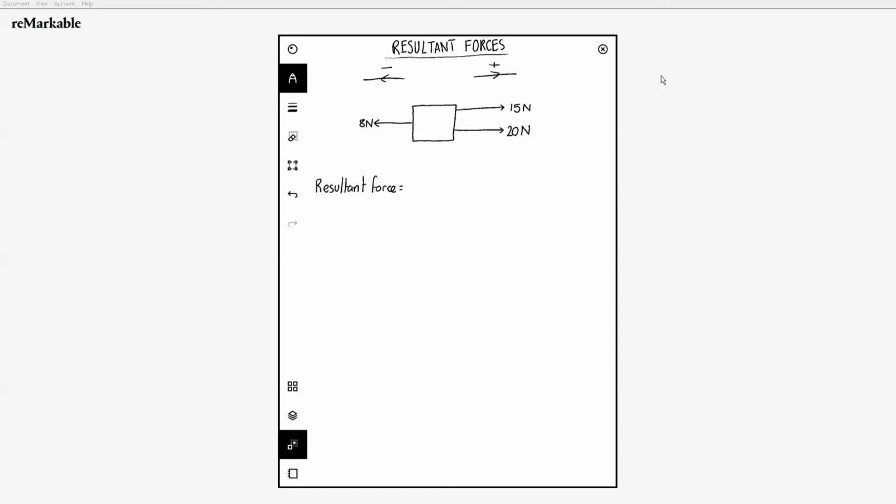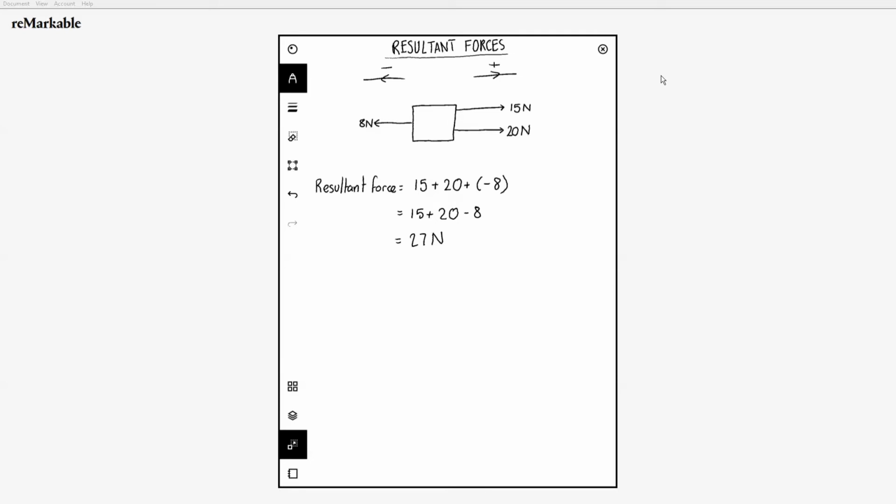So I would say, okay, well, it's 15 newtons plus 20 newtons plus, and then this is going to be minus 8 newtons because it's going in the opposite direction. So that's 15 plus 20 minus 8, which whenever you put it into your calculator, you get 27 newtons. So that's how you find your resultant force then, acting on your body.